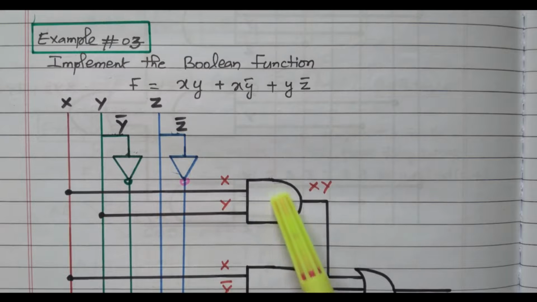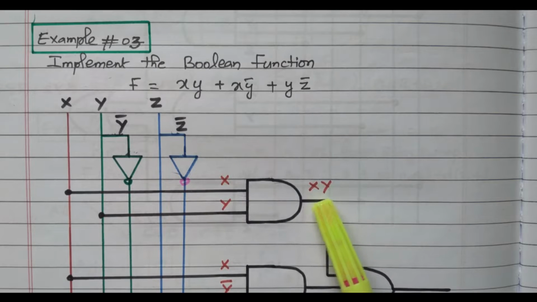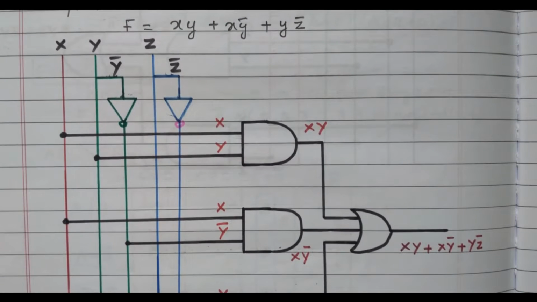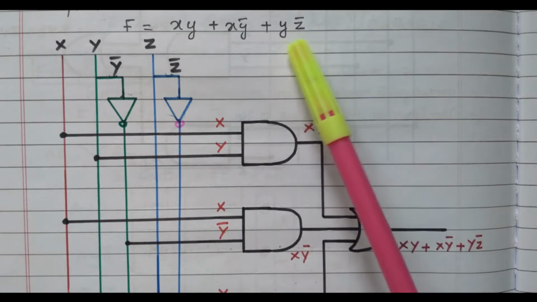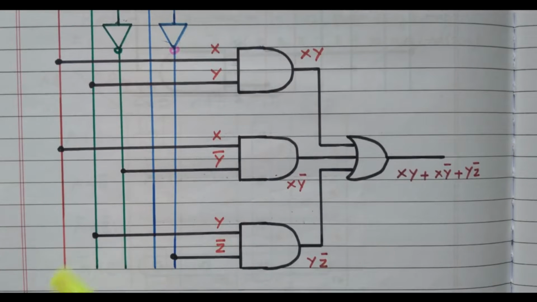First we will perform this X into Y. X into Y means we need one AND gate. So X and Y are connected. AND gate will multiply these, so the output will be X into Y. Then we will perform X into Y bar, right. For this we need one more AND gate. So X is connected and Y bar is connected. So the output will be X into Y bar. Then what we need is Y into Z bar. Y into Z bar means we need one more AND gate, right. So Y and Z bar are connected. So the output of this AND gate is Y into Z bar, right.